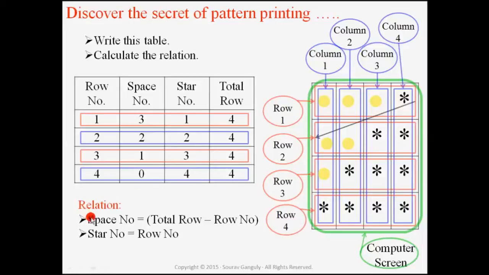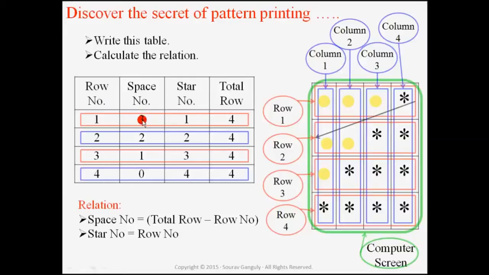Now derive the relation. Space number is total row number minus row number. This is row 1. Row number is 1. It contains 3 spaces and 1 star. This 1 symbol is a star. And this whole problem contains 4 rows, so I write 4 here. The computer system always prints row by row, so I take care of the first row first, then the second row, then the third row, then the fourth row.